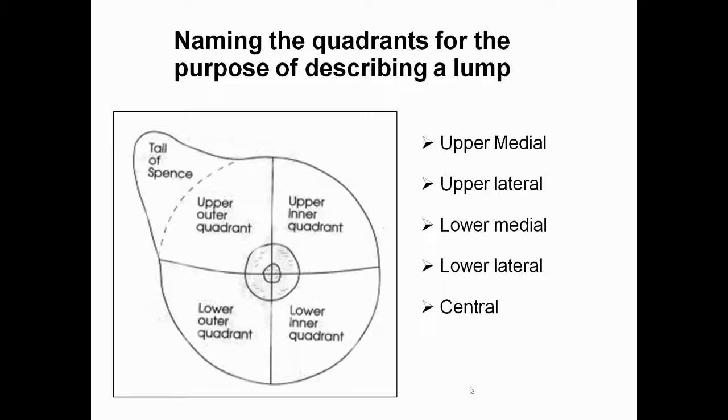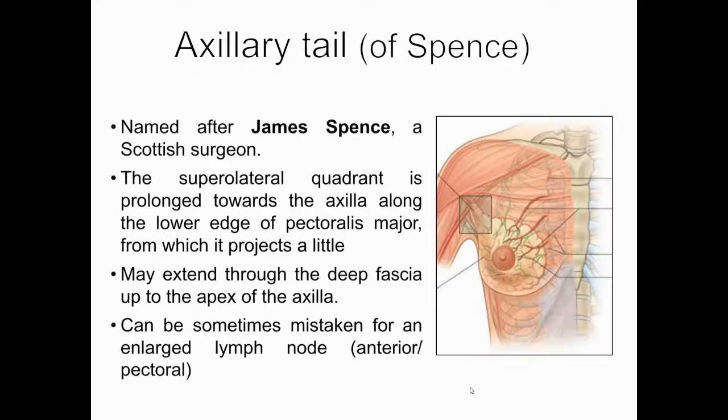So there is a long extension of the upper outer quadrant. Then we will say this is the tail of the Spence, and this upper outer quadrant is more prone to the cancer of the breast, carcinoma of the breast. So there are the located parts, that is the upper medial, upper lateral, lower medial, and lower lateral. We can say this is the upper inner and upper outer part also, and the central area.